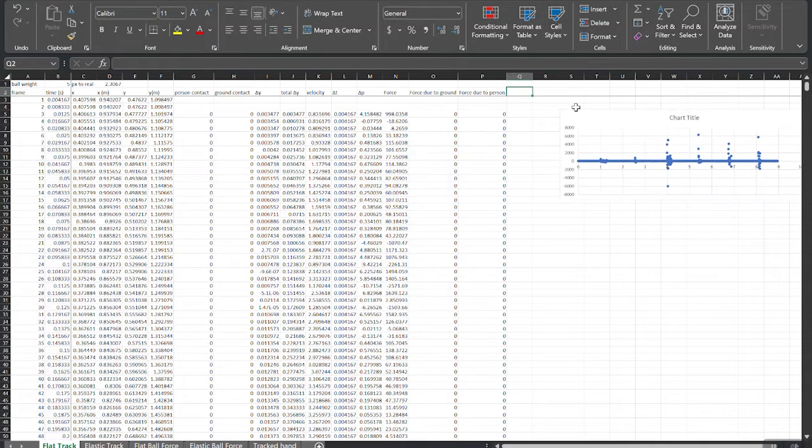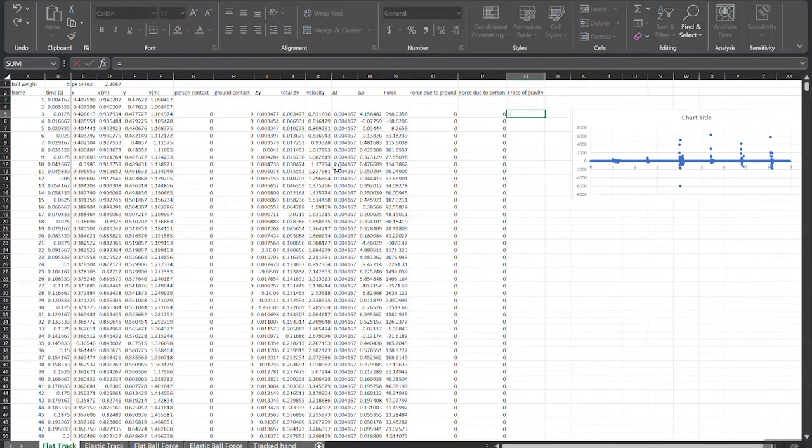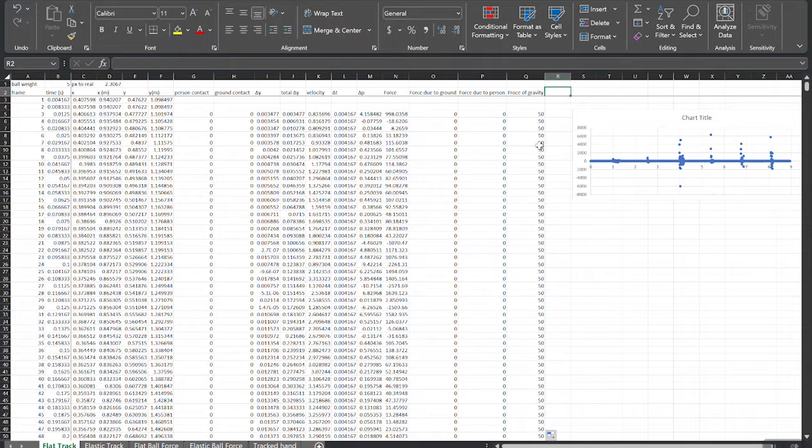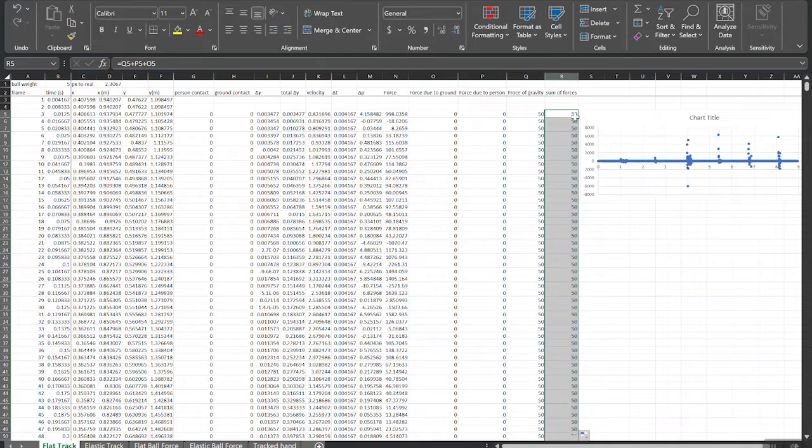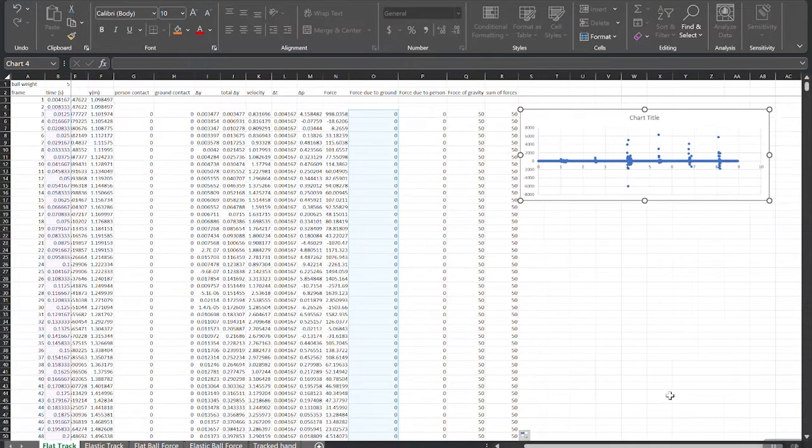Now we have two more forces. One is the force of gravity. So this thing's always acting on the ball. That's just the ball's weight times 10. Then we have the sum of forces. That's this plus that plus that. All right, so now let's look at the plots.